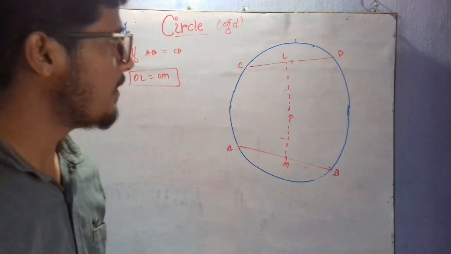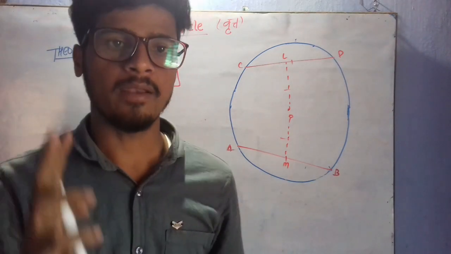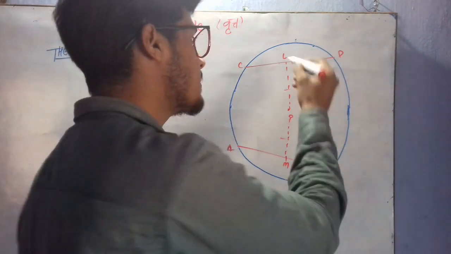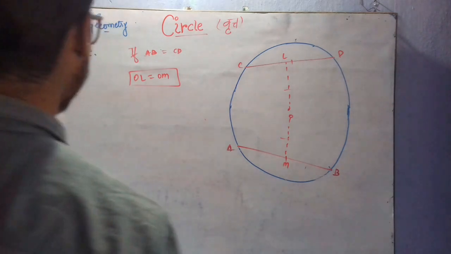It is said that in a circle, if two chords are equal in length, then they must be equidistant from the center. Okay, let's move to the next one.